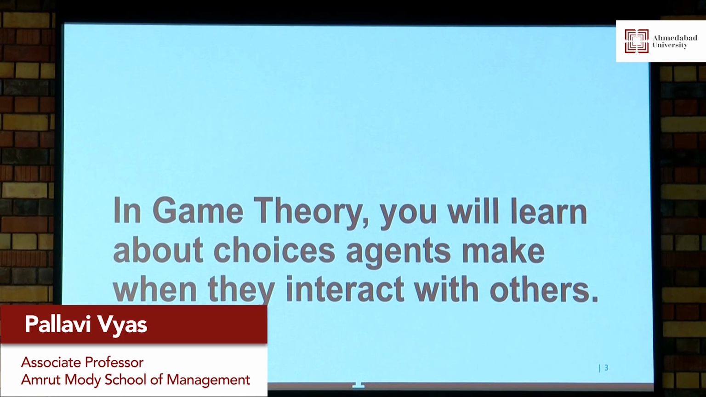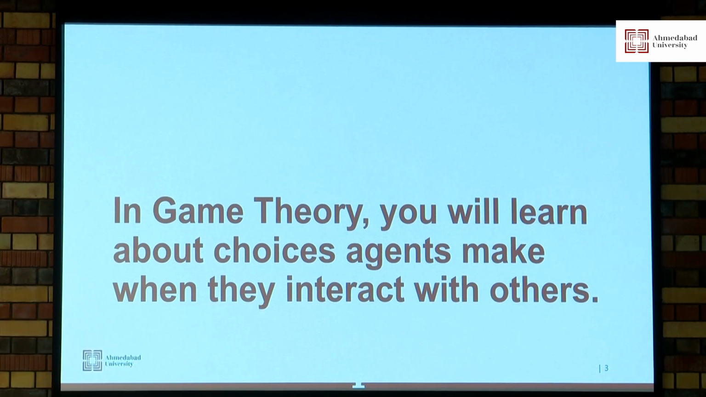Up to now, students of economics have studied how individuals and firms make choices given their own constraints. In game theory, you will learn about choices agents make when they interact with others. That is, they are not acting in isolation.